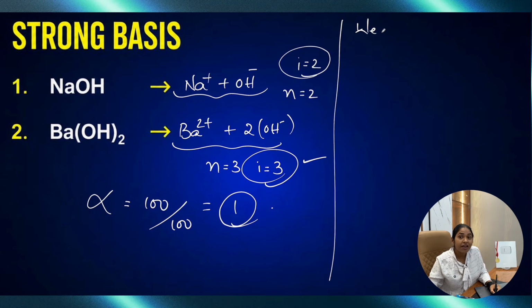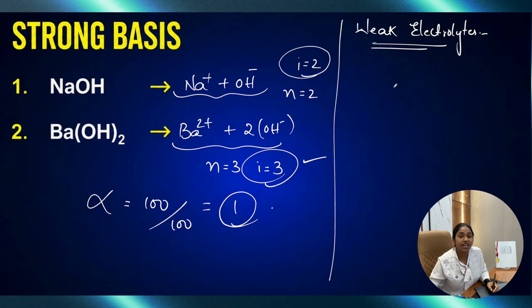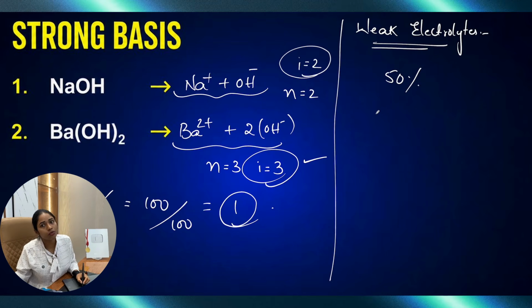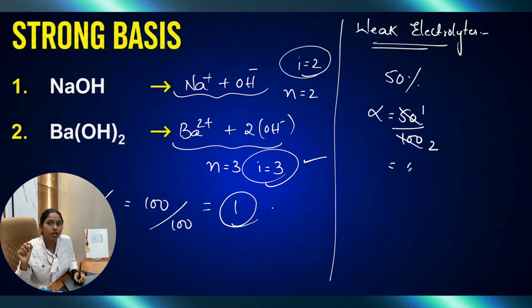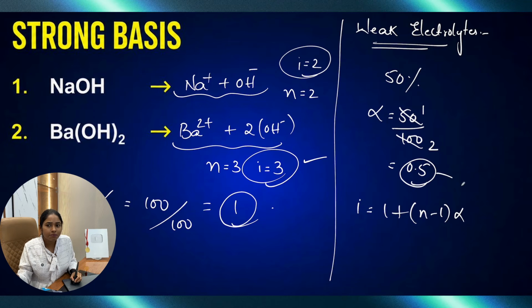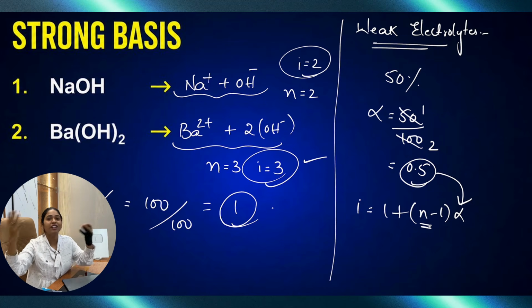Weak electrolytes. Weak electrolytes means substances that do not dissociate 100%. In such a case, they will give us the dissociation as 50%. If dissociation is 50%, then alpha is 50%, which means 50 by 100, which is 0.5. Substitute the same 0.5 in the dissociation formula, i = 1 + (n − 1) × alpha. Take the number of ions from that question and do the question.